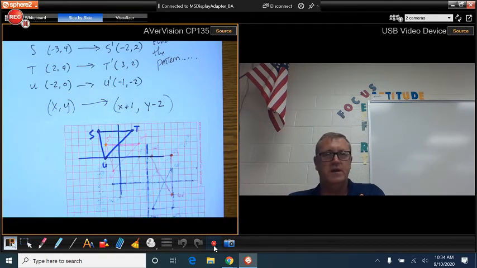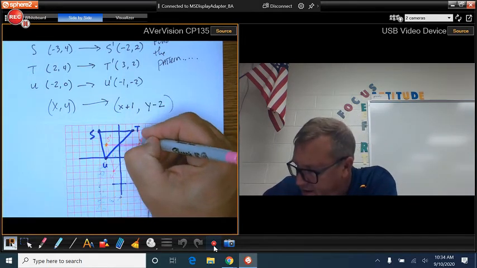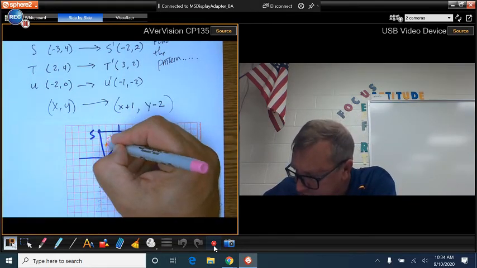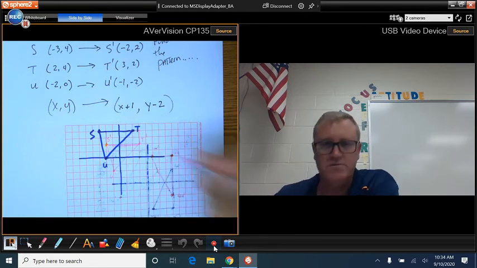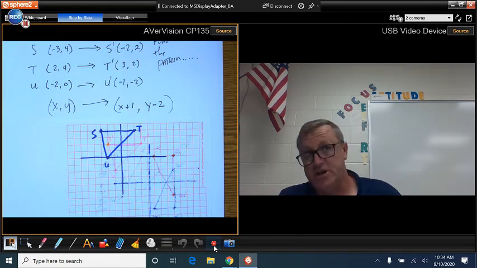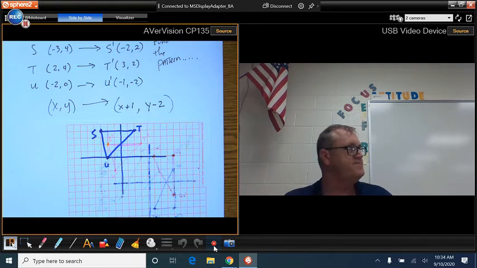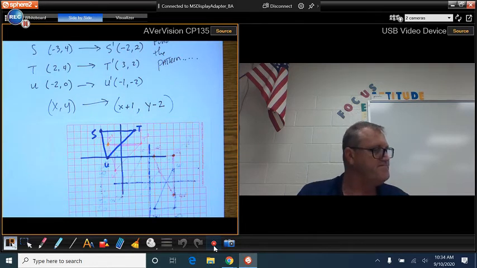All right, so did it move 1 unit to the right and 2 units down? Let's check. Over 1, down 2. Yep. Over 1, down 2. Yep. Over 1, down 2. Everyone see the rule? Okay, so this was a translation. Not a rotation, not a reflection, not a dilation. This is a translation. Okay, we good? Let's move on.